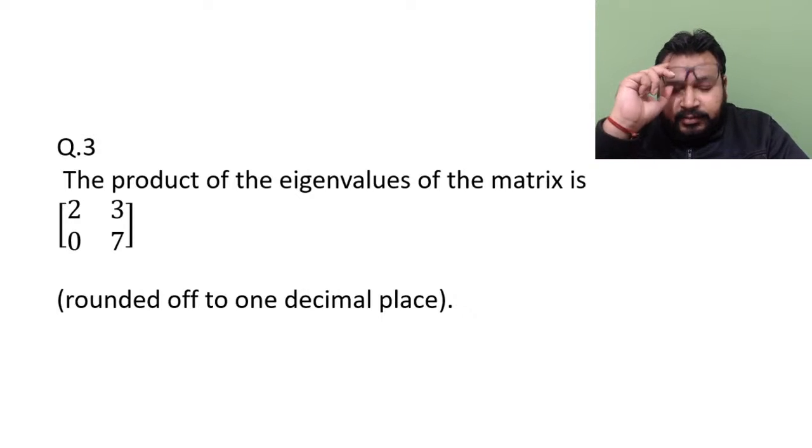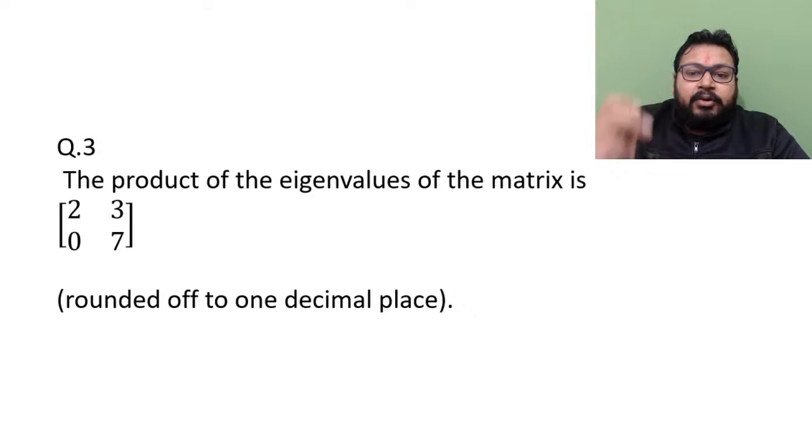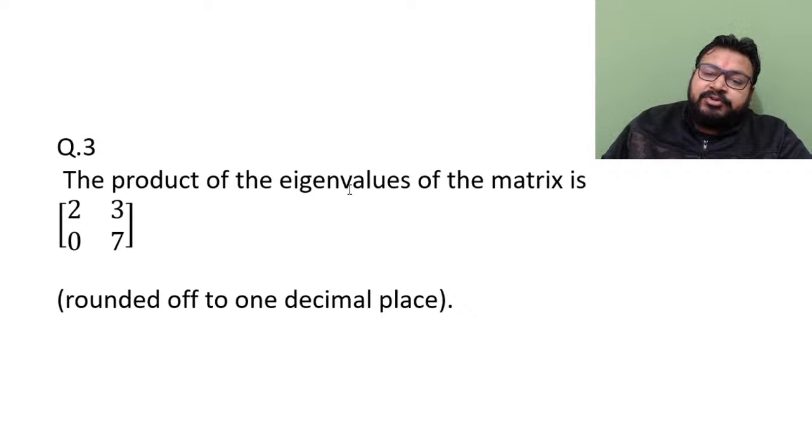So I told you what the sum is. The sum of the eigenvalues is given by the sum of the diagonal elements. And what is the product of the eigenvalues? The product of the eigenvalues is given by the determinant of the matrix. These two properties are very important and must always be remembered. So guys, what is asked in this question? You are asked the product of the eigenvalues.